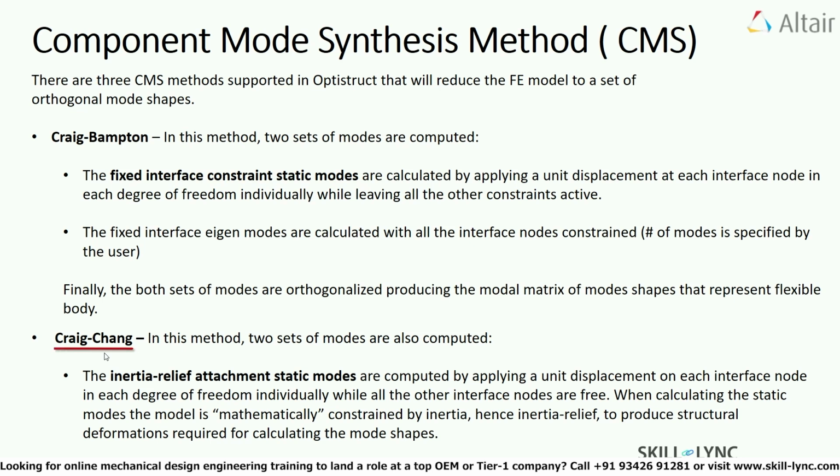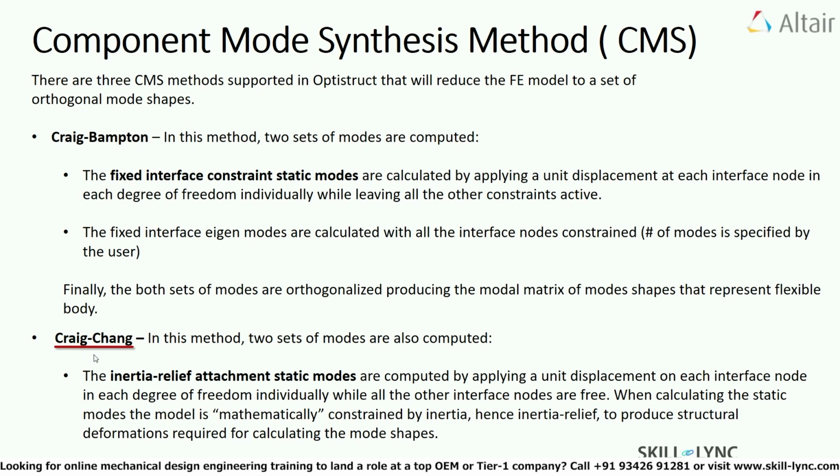Now, let's move on to the second method, which is the Craig-Chang method. In this method, again, 2 sets of modes are computed. They are the inertia relief attachment static modes, which are computed by applying unit displacement on each of the interface nodes in each degree of freedom individually, while leaving all the interface nodes free. So this is the main difference between the Craig-Bampton and the Craig-Chang method. In the Craig-Bampton method, unit displacement is applied at each interface node in each degree of freedom, leaving all other constraints active. And in the Craig-Chang method, the interface nodes are free when the unit displacement is applied.